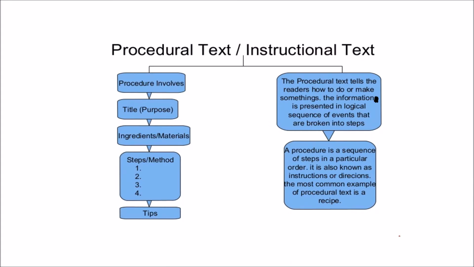This slide basically shows the form an instructional text takes. We see the procedure involves your title, you have your ingredients or your materials, you have your steps or your method. You have 4 steps in this one, but you can have more steps. And if there are tips, you can add the tips as well. We will also apply these in our examples later on.